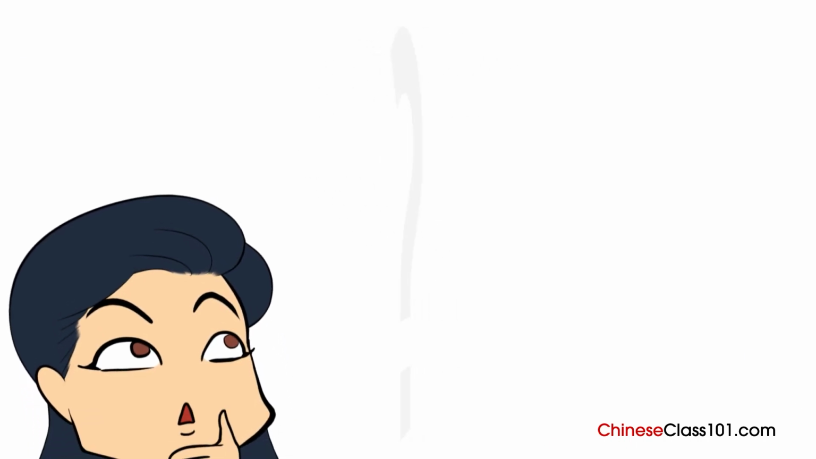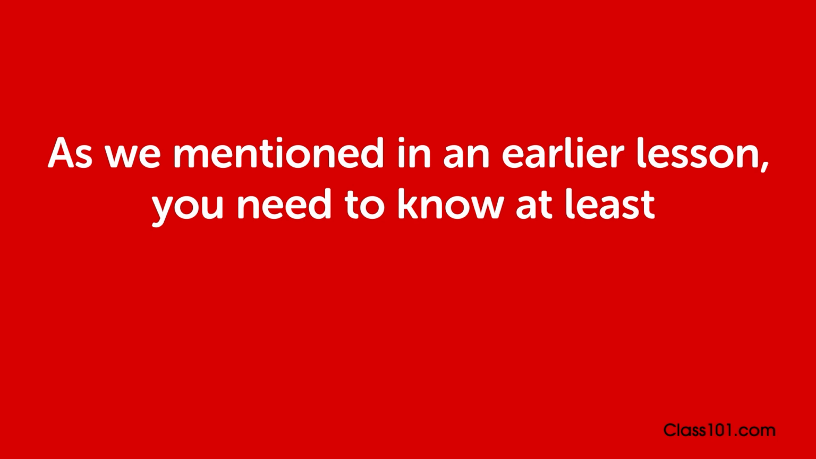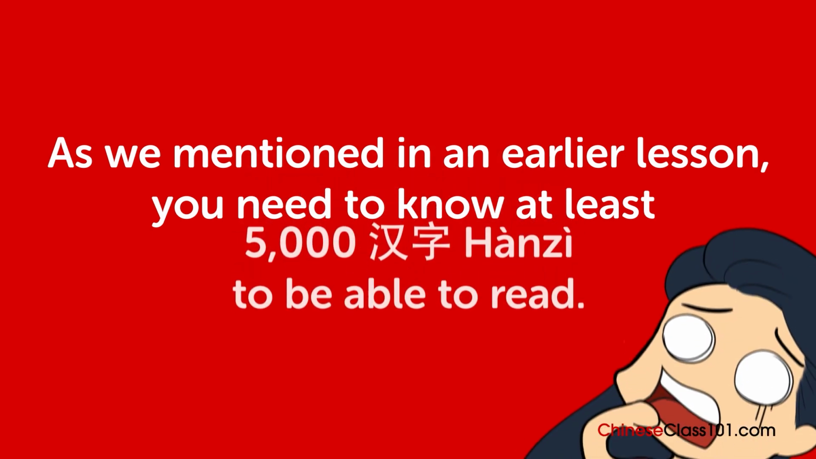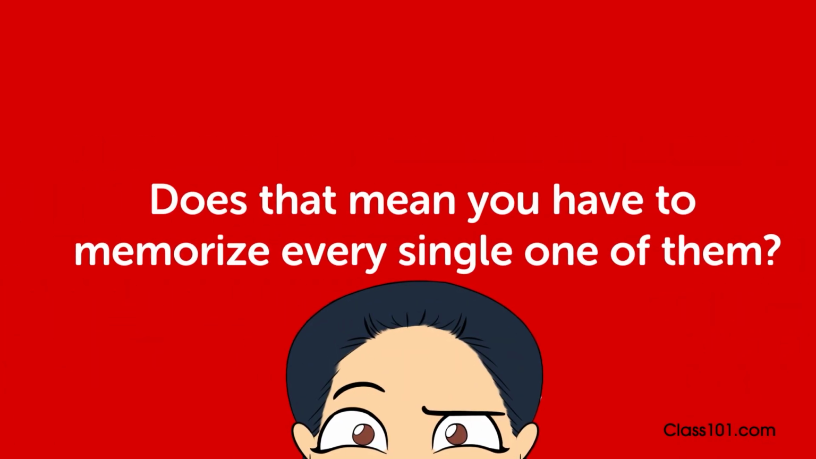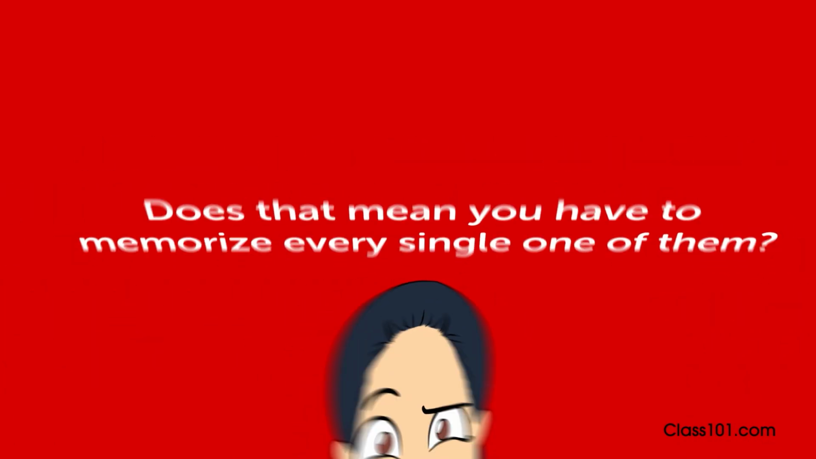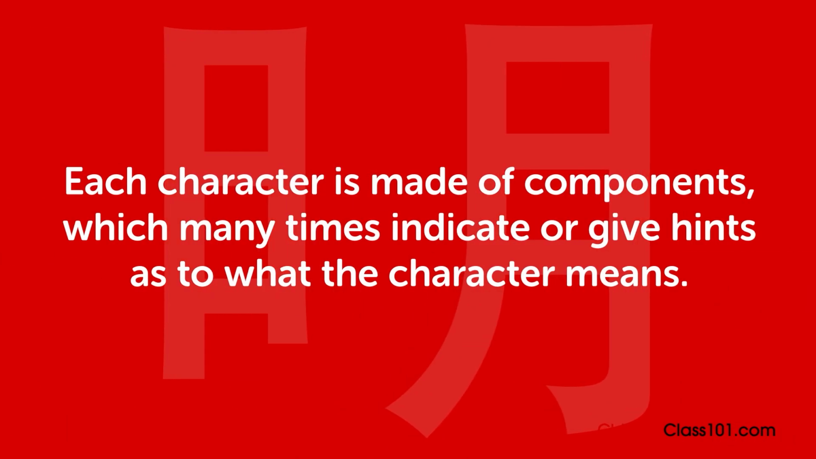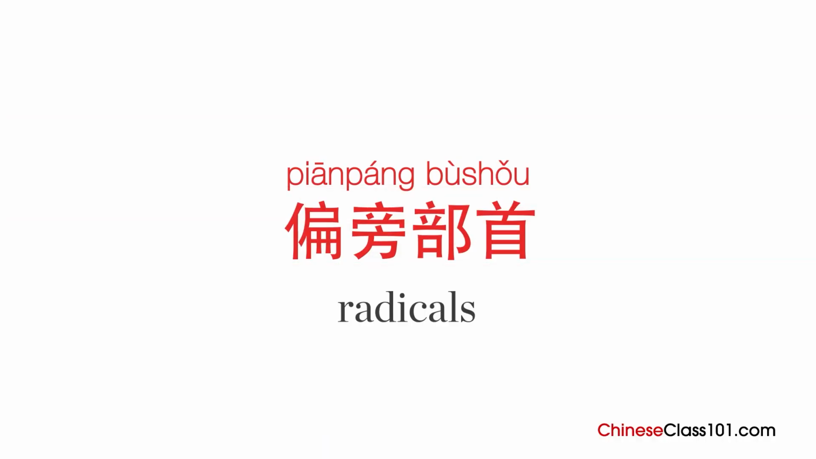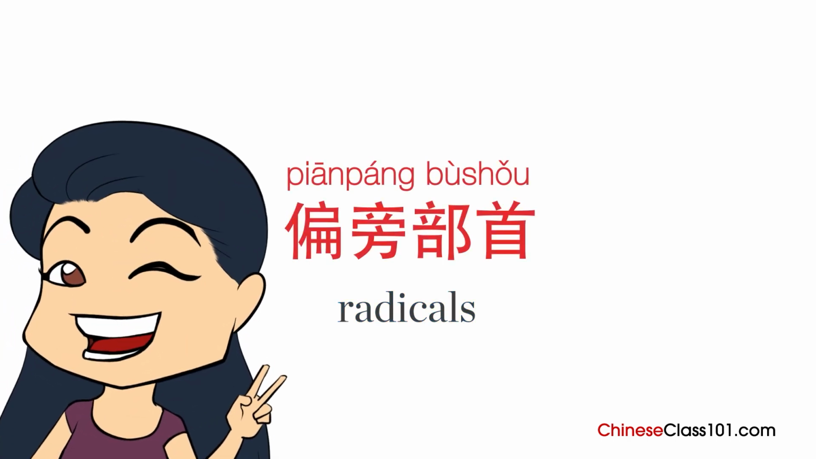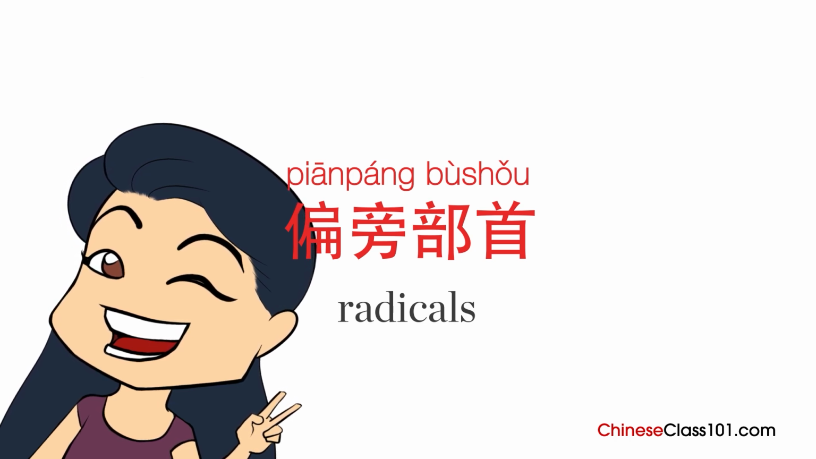The question for this lesson is, how do I decipher Chinese characters I don't know? As we mentioned in an early lesson, you need to know at least 5,000 Hanzi to be able to read. Does that mean you have to memorize every single one of them? Not necessarily. Each character is made of components, which many times indicate or give hints as to what the character means. These components are called radicals or 偏旁部首. Learning some common radicals will help you recognize, remember, and reproduce characters.